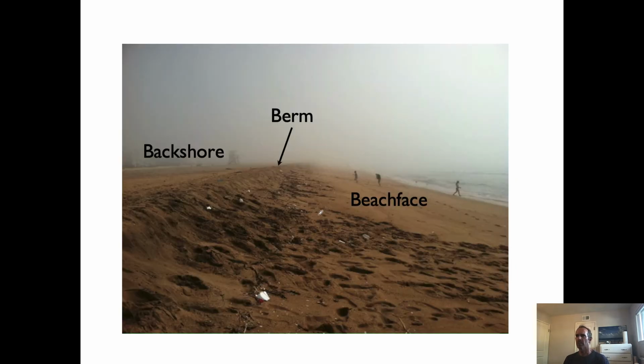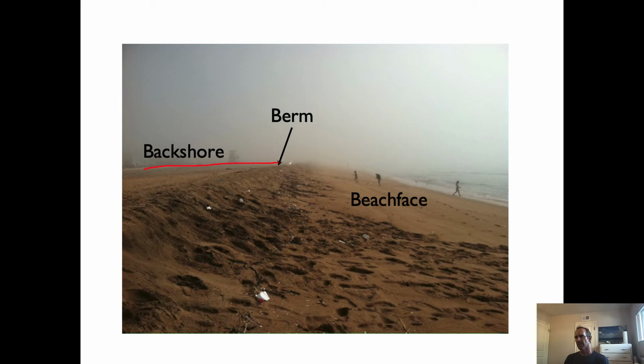So here's some examples from the Huntington Beach area that's covered on the field trip. But so here you have the back shore. This is sort of like the floodplain of the beach. It's equivalent to a floodplain on a river. So the water most of the time doesn't make it back here, but during extreme high tides and big waves, you can get water coming over the top of the berm and reaching the back shore.